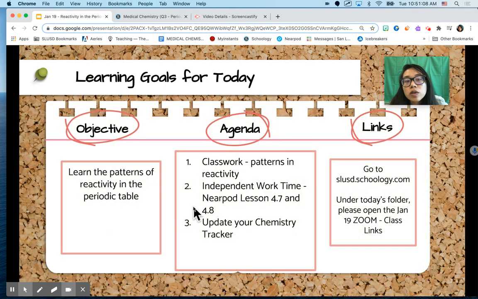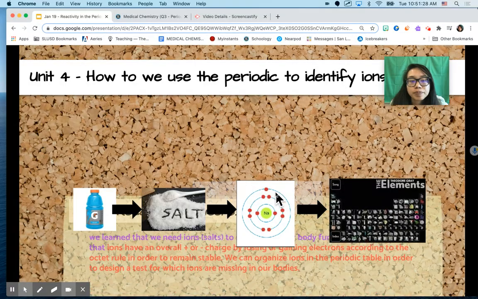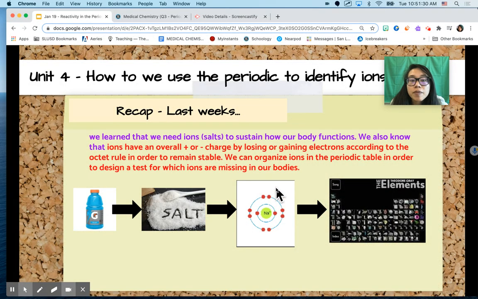So for our learning goals today, we're going to continue talking about patterns in the periodic table, and we're mainly going to discuss reactivity patterns. In our classwork, we did a short demo for reactivity patterns, and then you worked on Nearpod lessons 4.7 and 4.8.